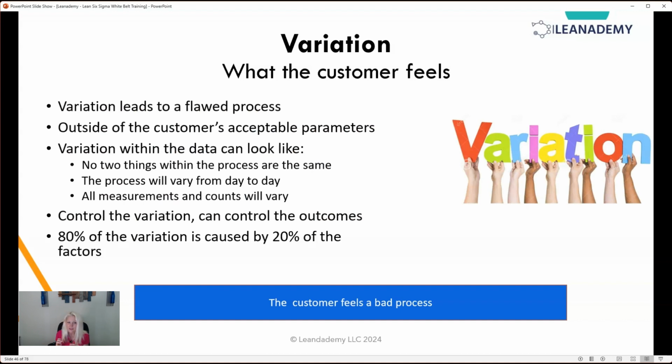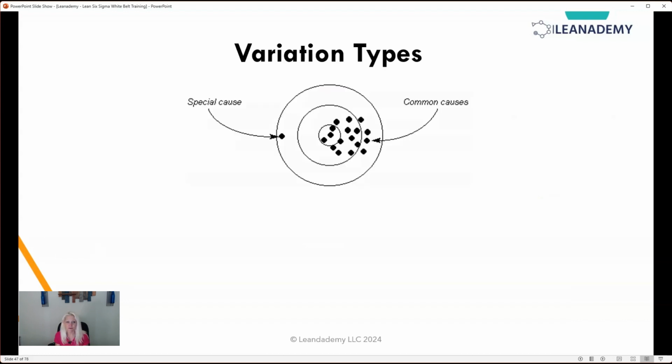So remember, 80% of the variation is caused by 20% of the factors. If you think back to last page, we had all these X's. Well, 80% of the problem is only felt by 20% of the X's. So we have different types of variation.